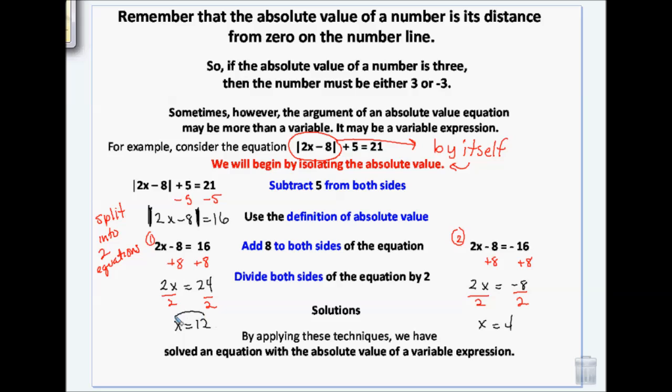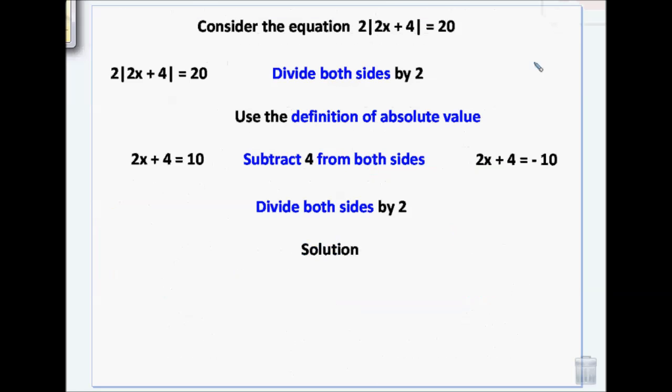So my solutions, I have 2 of them. I have x equals 12 or negative 4. Except this time to isolate, we don't have anything to add or subtract, we're going to divide. So I'm going to divide by 2. And I get the absolute value of 2x plus 4 equals 10. And then I split.